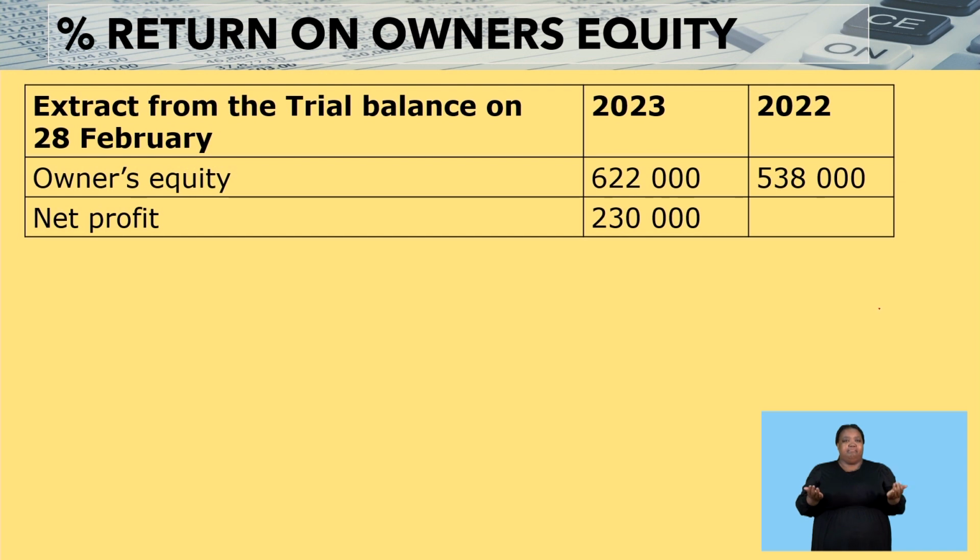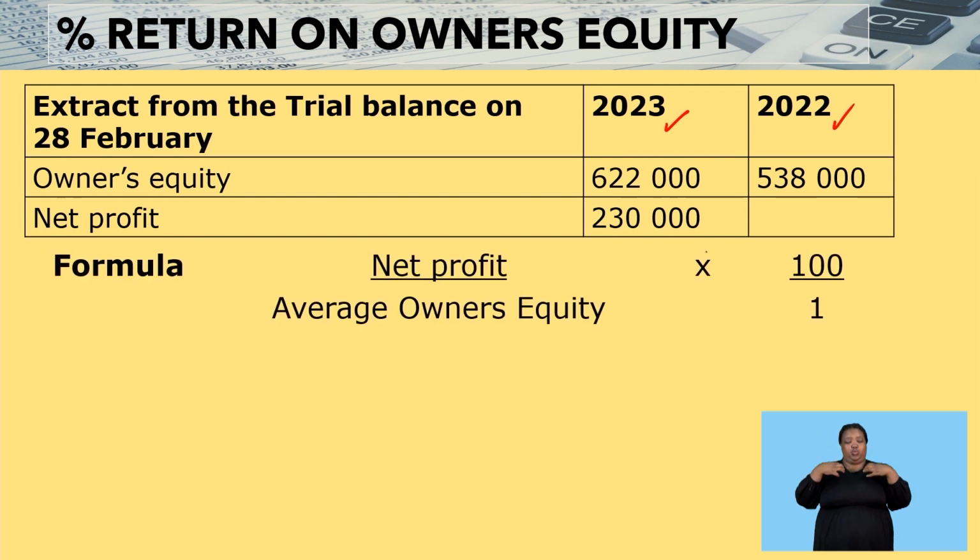We have an extract from the trial balance on 28 February. So this is for the year 2022 and the year 2023. And we want to calculate the percentage return on owner's equity. Here's the formula. We need net profit and we divide it by average owner's equity. We multiply that by 100 over 1. All right. Our net profit is given and our average owner's equity, we are given owner's equity for the year 2022 and the year 2023.